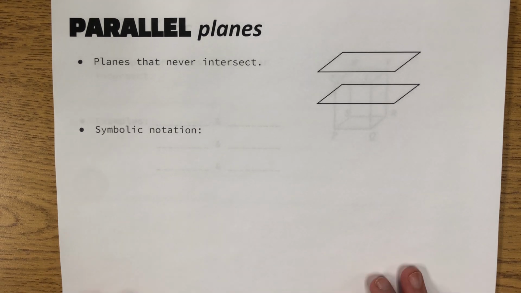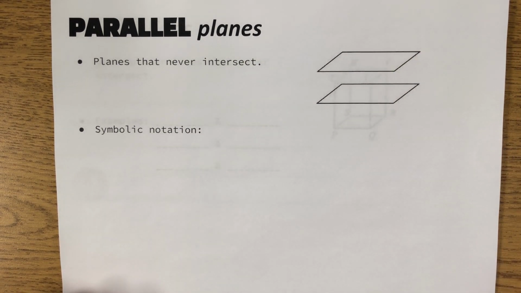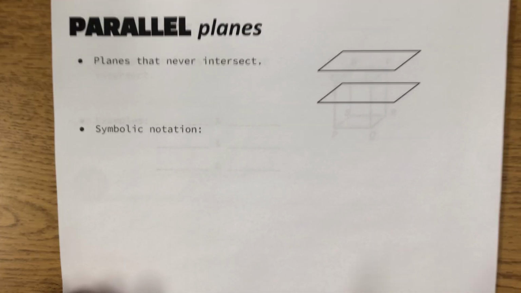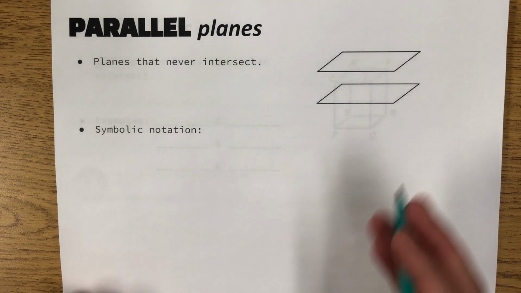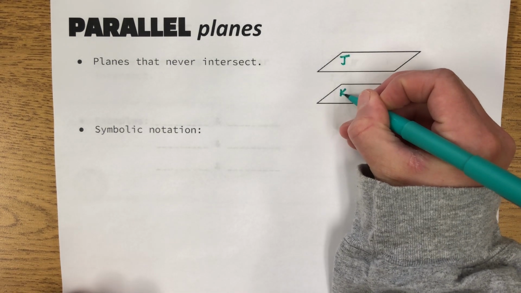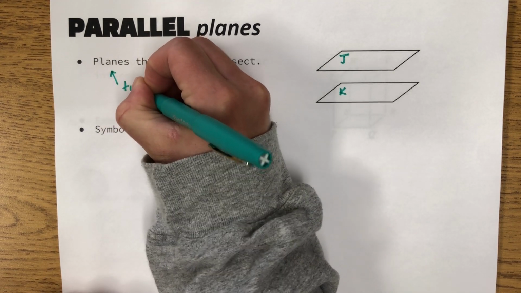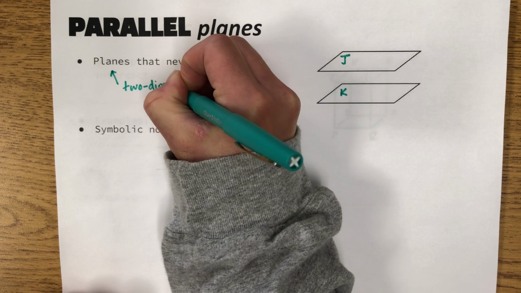Parallel planes never intersect as well. The only difference is they're an entire plane instead of just a line segment or a line. So let's go ahead and label these two planes if it isn't already labeled for you. We're going to label the top plane J, and we're going to label the bottom plane K. Okay? Remember, a plane is a two-dimensional figure, 2 dimensions.